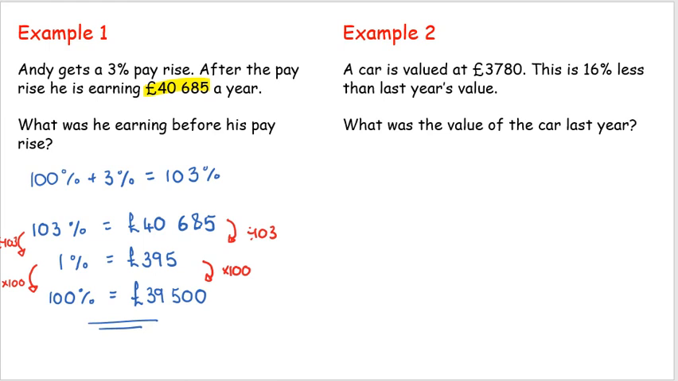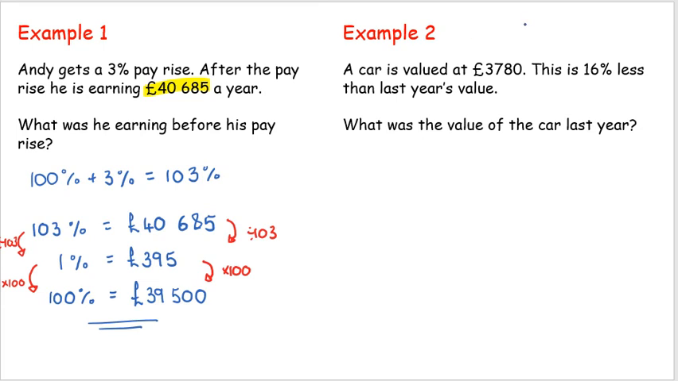Now, the great thing about these questions is you can actually check your work. So I could work out what 103% is if I start with 39,500. I could work out a 3% increase, and I should end up at 40,685. So it's a nice wee check you can do.